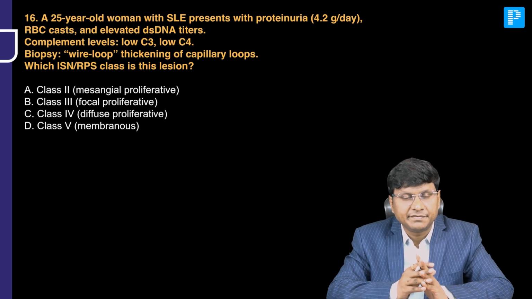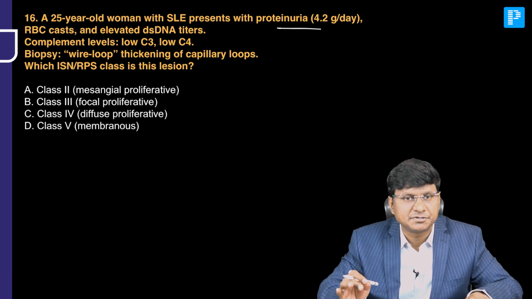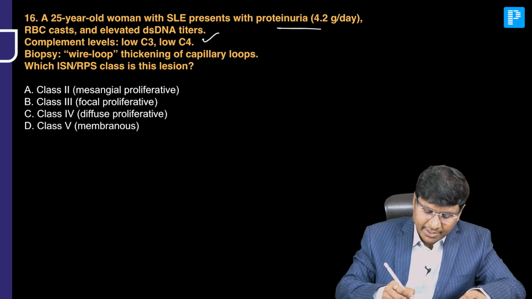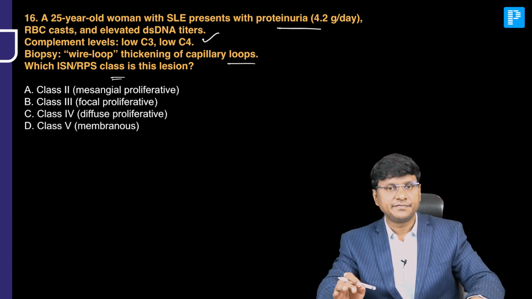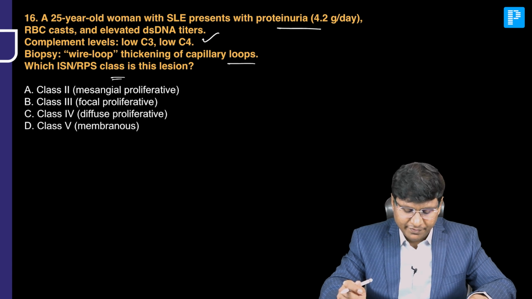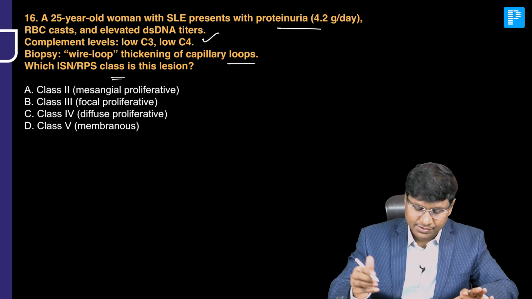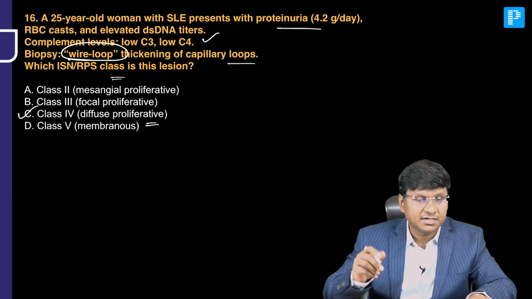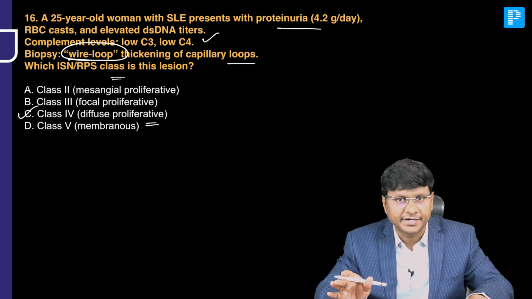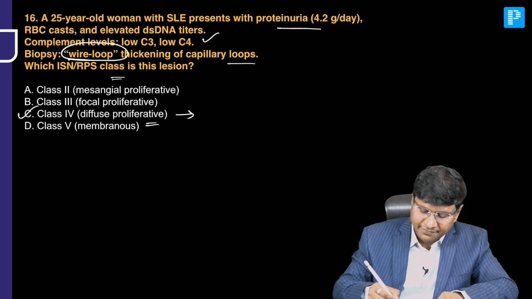So if you see the next question, we have a 25-year-old woman with SLE presenting with proteinuria of 4.2 grams per day. RBC casts are present and there is also an elevated dsDNA titer. Complement levels are reduced and wire loop thickening of the capillary loops is present. Which class of lupus nephritis does this patient belong to? Class 2, mesangial proliferative, class 3, focal proliferative, class 4, diffuse proliferative, class 5, membranous nephritis. The presence of these wire loop lesions is characteristic of class 4, that is diffuse lupus nephritis. In diffuse lupus nephritis, more than 50% of glomeruli are affected.